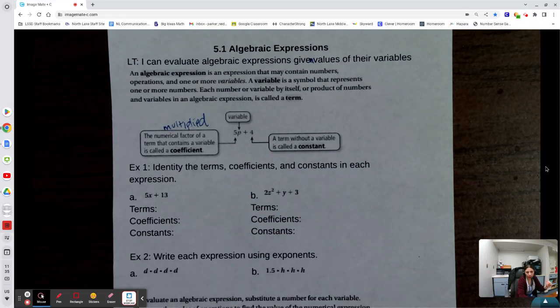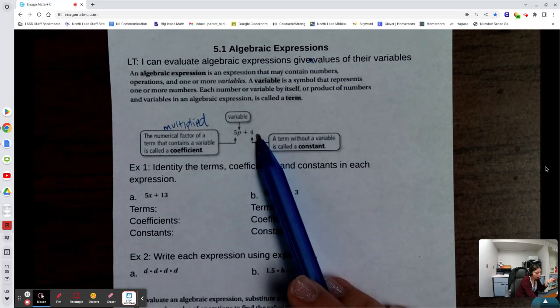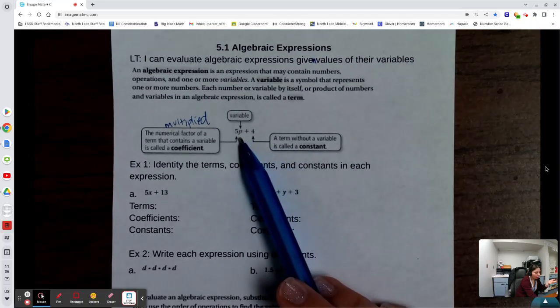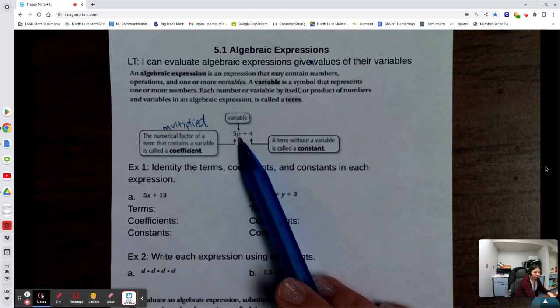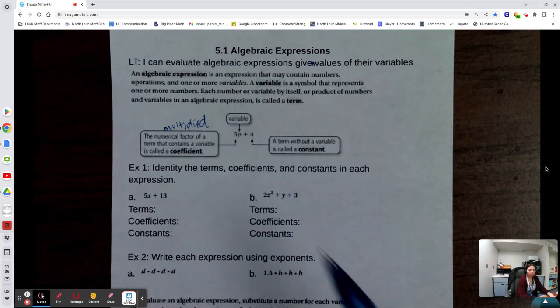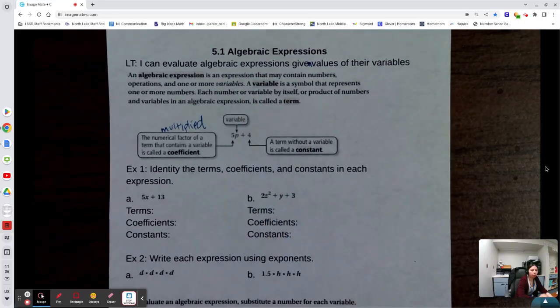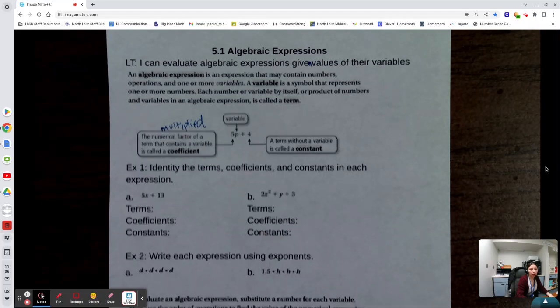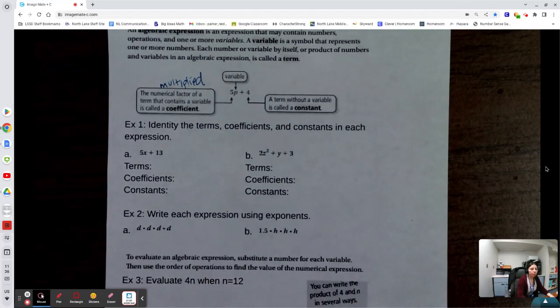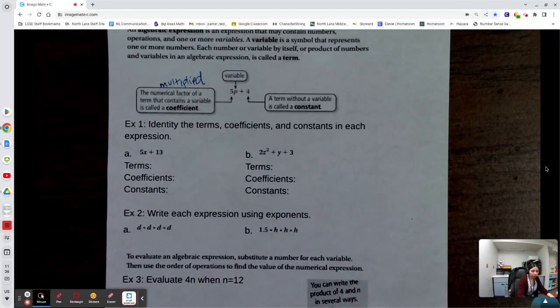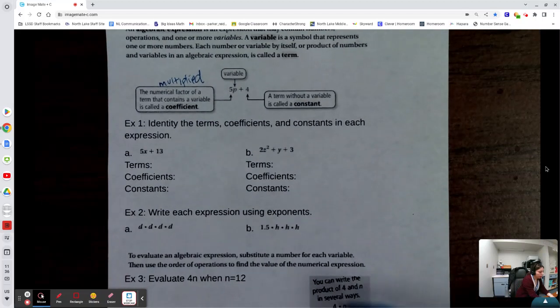So terms are the building blocks. A building block, a term that has no variable, is called a constant. If we have a term that includes a letter, that letter is called a variable. If we have a term that includes both a number and a variable, that number in front of the variable is called a coefficient, and it is multiplied by the variable. I know that's kind of a lot to remember, but I think seeing some examples will help us remember it a little bit better. So we're going to start with identifying terms, coefficients, and constants in each expression.